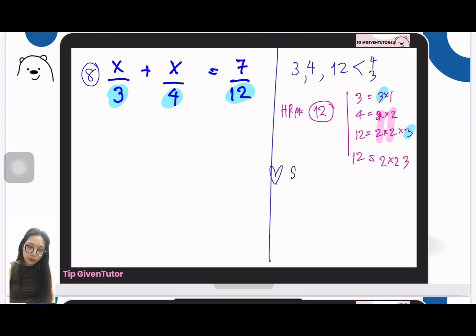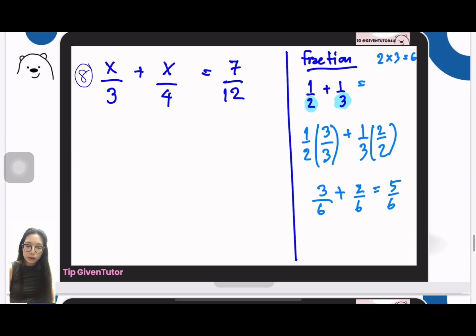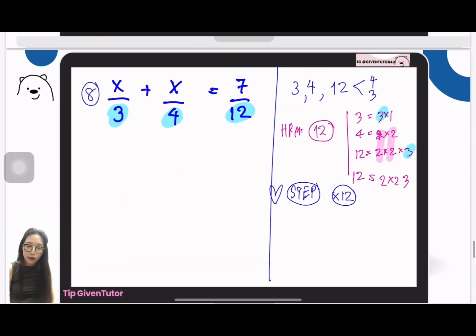Keep in mind this step first: after we find the LCM as 12, we multiply by 12 first, because we don't want to work with the ratios or the fractions. That is not fun at all. So we will multiply with 12 instead, to remove all the fractions out, right? So the 12 will be multiplied.